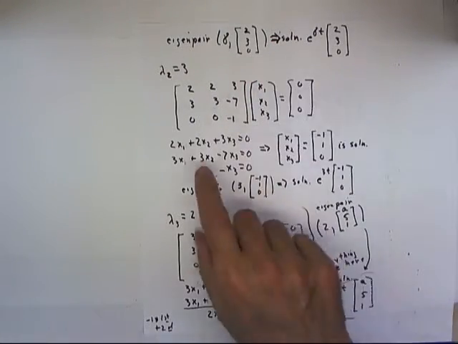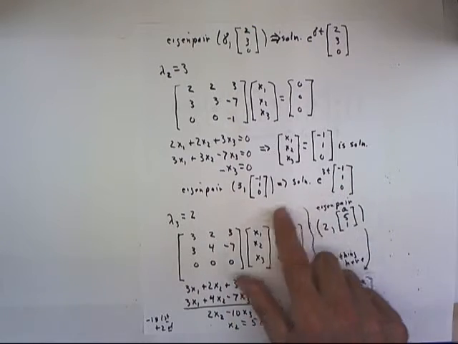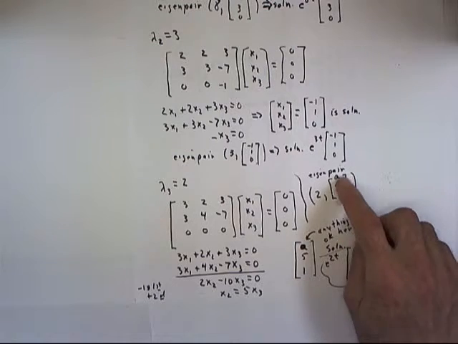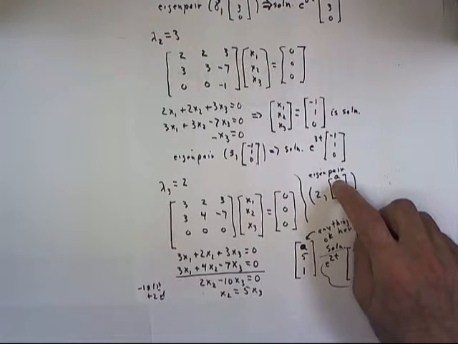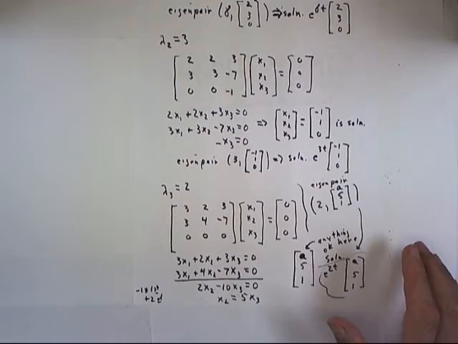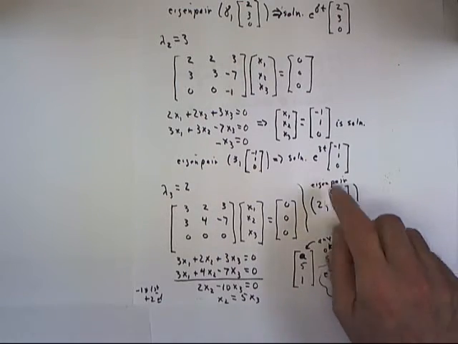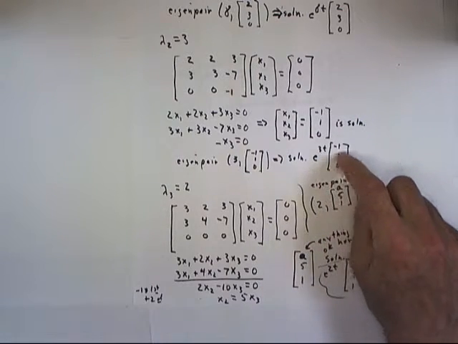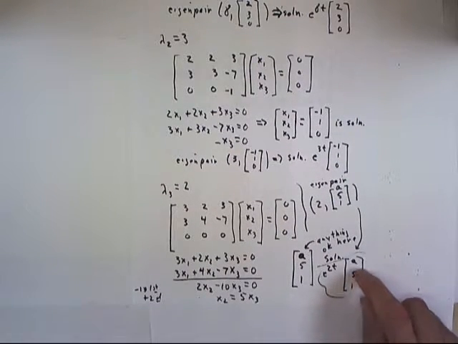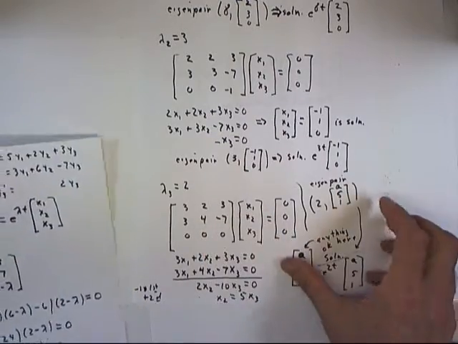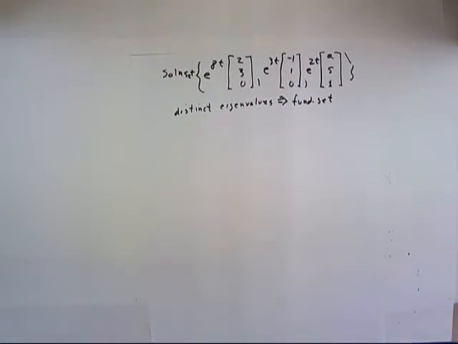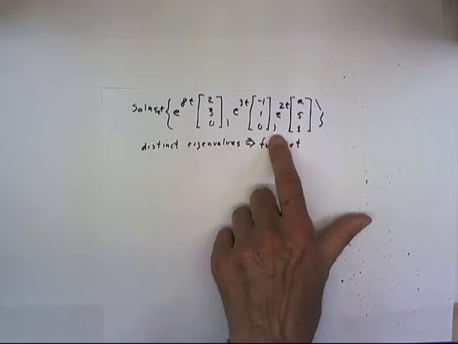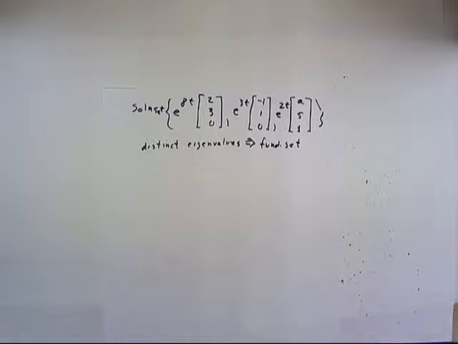Obtaining eigenpairs 8 with (2, 3, 0), 3 with (-1, 1, 0), and 2 with (A, 5, 1), where A could be any constant, and solutions e to the 8t times (2, 3, 0), e to the 3t times (-1, 1, 0), e to the 2t times (A, 5, 1). So that our solution set is as I've written it here. I won't read it to you.